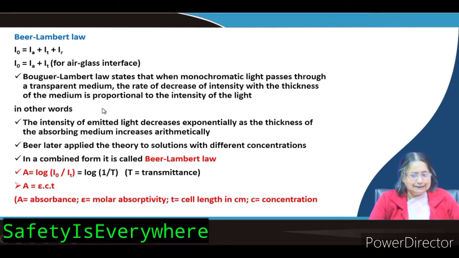Beer, another scientist, extended this. Beer later applied the theory to solutions with different concentrations. So, by combination it is called Beer-Lambert law. This is in a medium, and this is Beer's law with different concentrations, so it is basically solutions with different concentrations. When you combine these two, it comes as log I0 by IT, which we call absorbance. Absorbance is log I0 by IT, A is epsilon into C into T. This is the combination, the Beer-Lambert law.